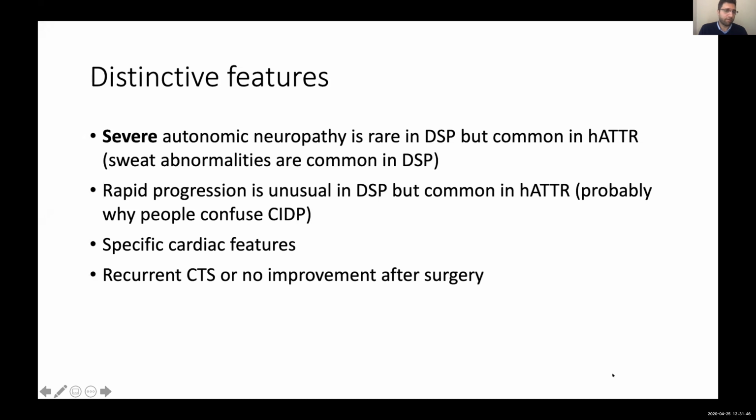And then, of course, you have the specific cardiac features that can be very helpful, suggestive of an infiltrating cardiomyopathy. And then another thing is that if people have recurrent carpal tunnel syndrome, or the carpal tunnel syndrome does not improve after the surgery, that should be a red flag that maybe they have a different condition.